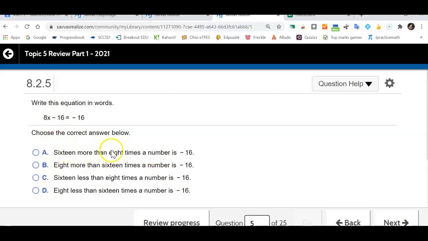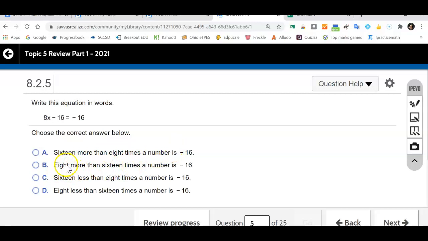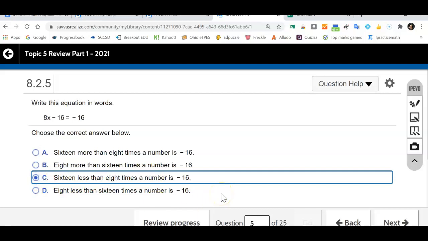No, 16 more than. We don't want 16 more than, right? So we can eliminate that. 8 more than 16. No, but it's not 8 more than 16, is it? So we can eliminate that. 16 less than. Does that mean we're taking 16 away from 8 times a number? Yes, it does. And it's not 8 less than 16, is it? No, because we're taking 16 away from 8. So be careful with the subtraction. Less than. All right.